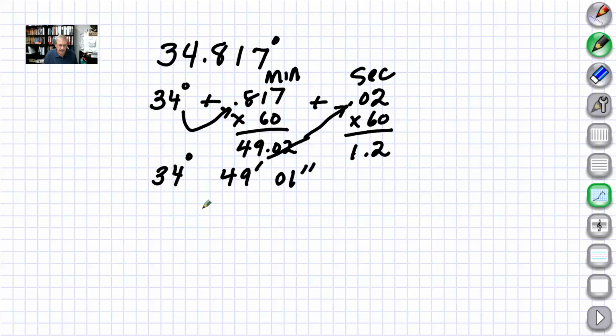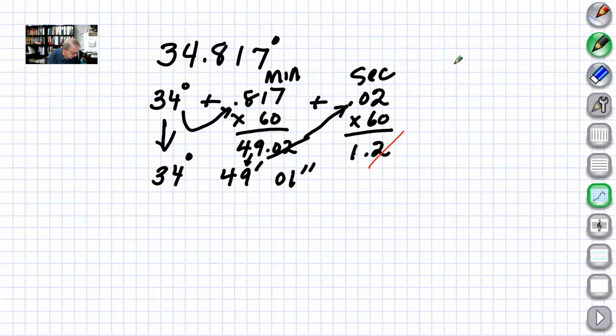Okay, and so we have this angle now written in. So we take the 34, just drop it down, convert to 49.8, drop the 49 down, take the 0.2, multiply by 60, and get rid of that 0.2 part because we don't want to go any smaller than seconds. So let me do this better. It's gone.